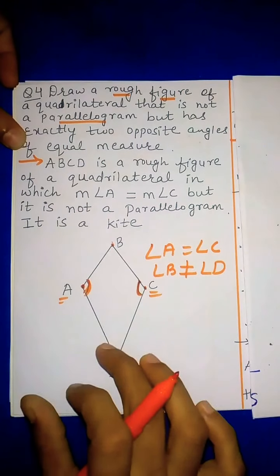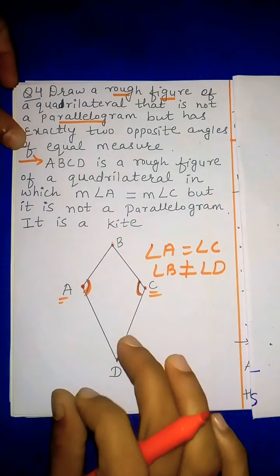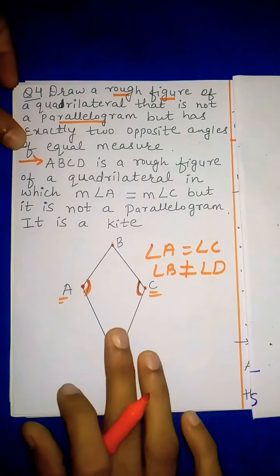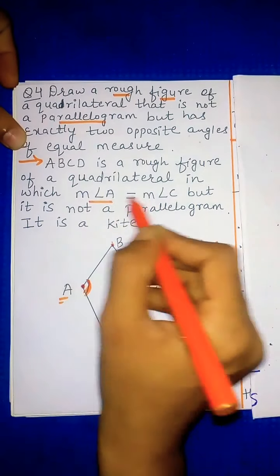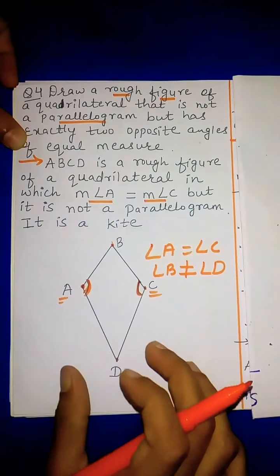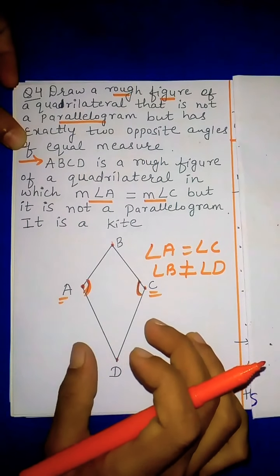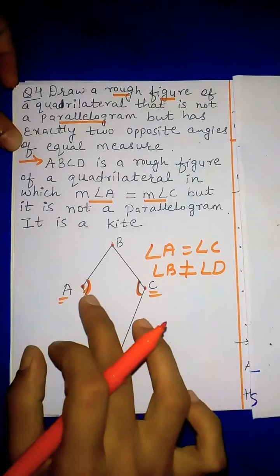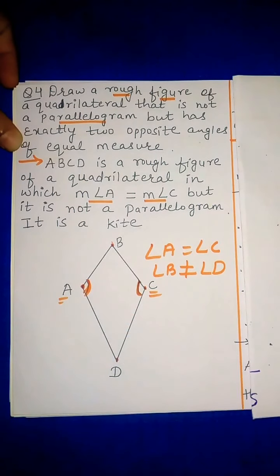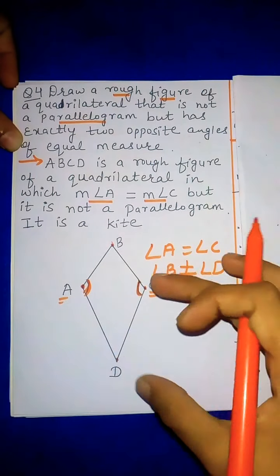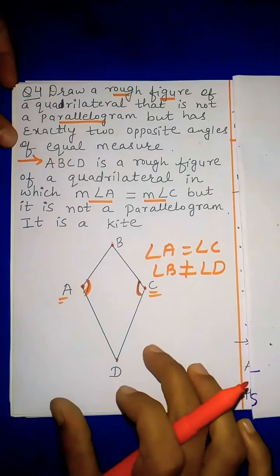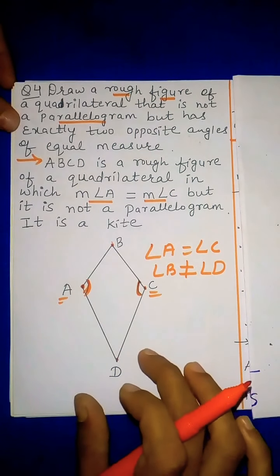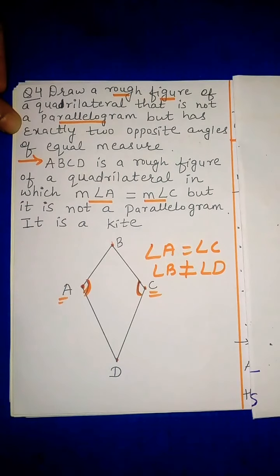So which shape is this? Which quadrilateral is this? This is a kite. So this will be our figure. Here measure angle A and measure angle C, they both are equal and it is not a parallelogram. So our condition is satisfied. It is not a parallelogram and these two opposite angles are equal. Only one pair of opposite angles are equal, these both are not equal. So our figure will be a kite. So the answer will be kite.